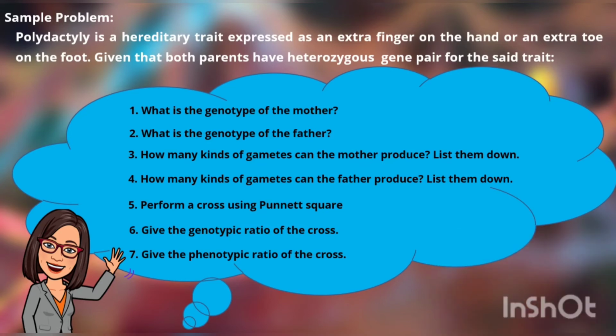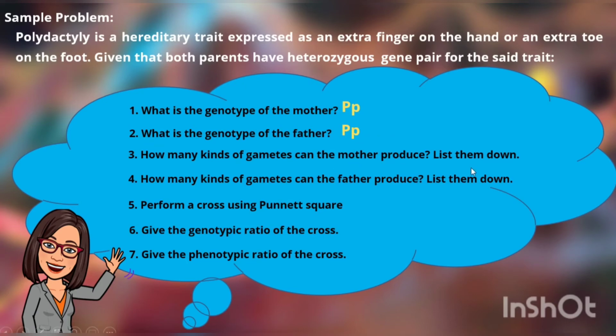Alright, let us compare our answers. For number 1, the answer is one capital letter P and one small letter p. Why letter P? Take note, polydactyly is the dominant trait, therefore we will use letter P. Since polydactyly is a dominant trait and the genotype of both parents is heterozygous, we will use one capital letter P and one small letter p to show that the parent has an allele for polydactyly and an allele for the normal numbers of the fingers and toes. Same as the genotype of the father.